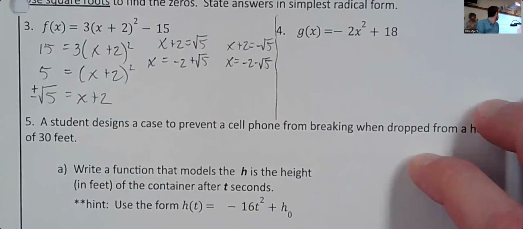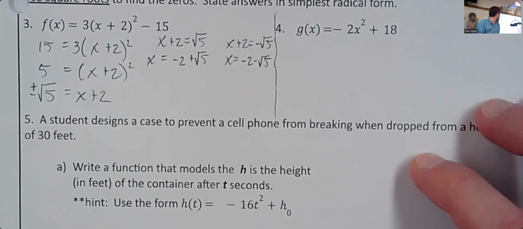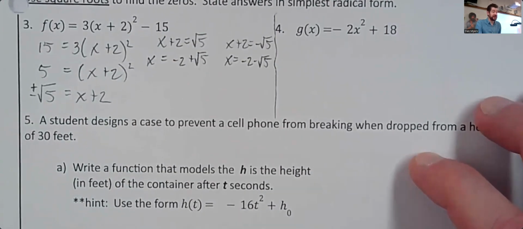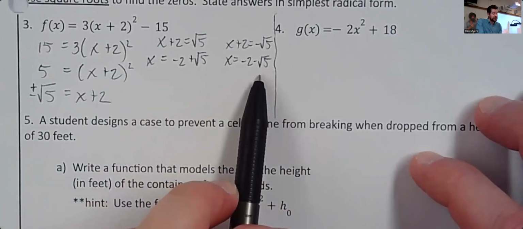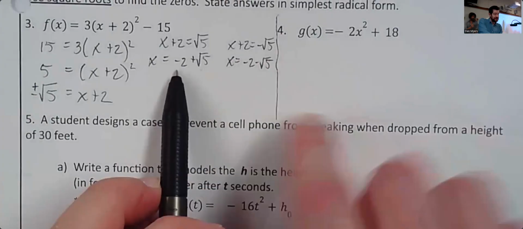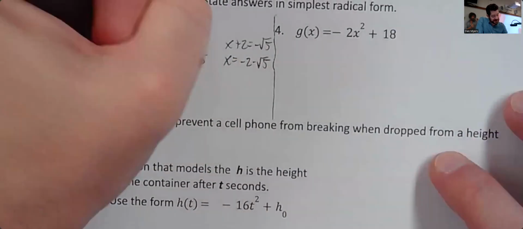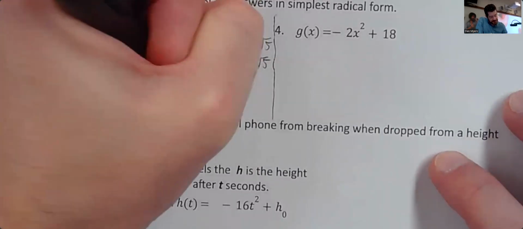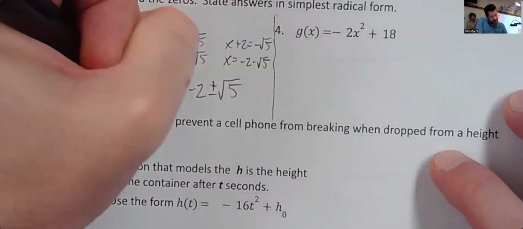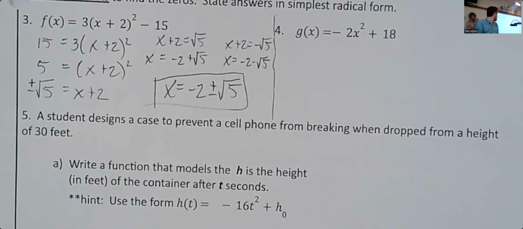square root of 5. This is all stuff that we did a couple of weeks ago when I was still here. And then we can actually put these two together to write them as one answer because they both have negative 2, and we have a positive and a negative square root of 5. So we can just say x is equal to negative 2 plus or minus the square root of 5. And just write it like that.